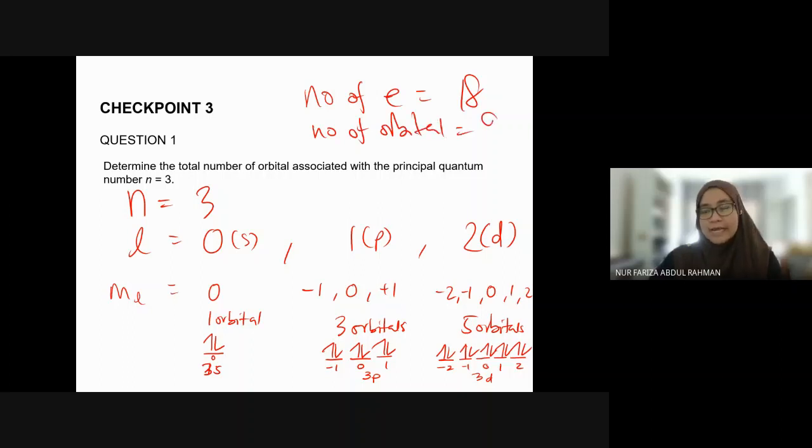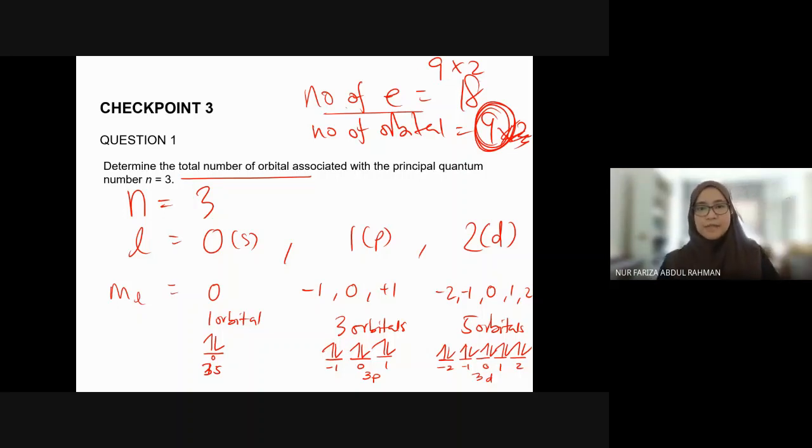So we have 9. First answer the question on the number of orbitals: we have 9. For the electron number, we can simply multiply by 2. Don't do it here, do it below. 9 times 2. Your final answer for this question will be number of orbitals 9. This is just extra for you to practice. So the number of electrons will be 9 times 2. It is interesting if you understand, and to apply later on.